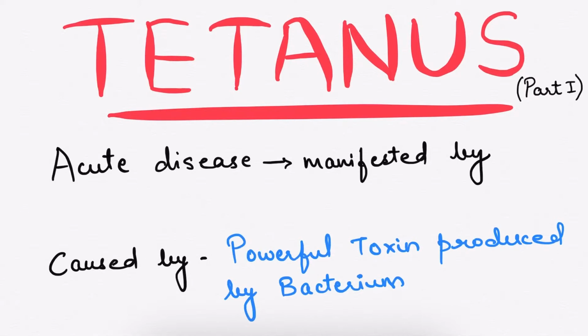So today I'll be discussing tetanus. I've made this video in two parts. In the first part I will be discussing the definition, the etiology, the epidemiology and the pathogenesis of tetanus. So let's start. Tetanus is an acute disease manifested by skeletal muscle spasms and autonomic nervous system disturbances.